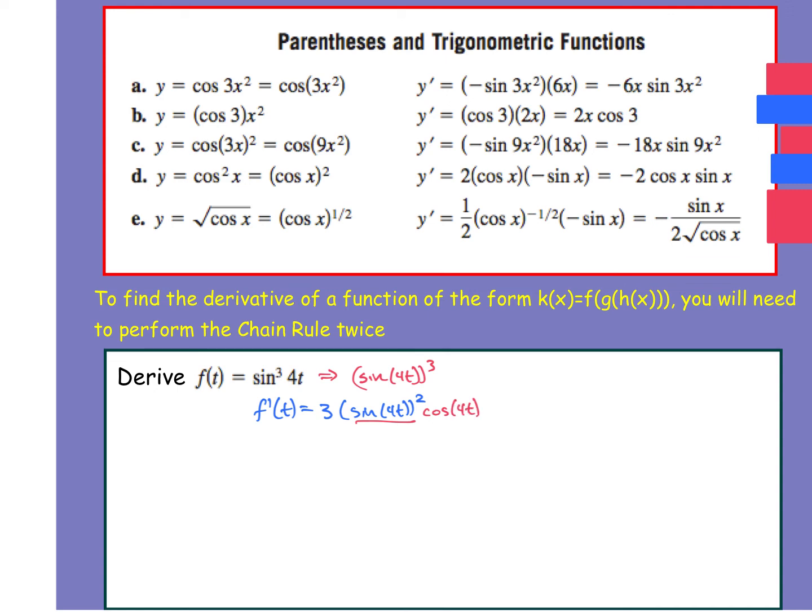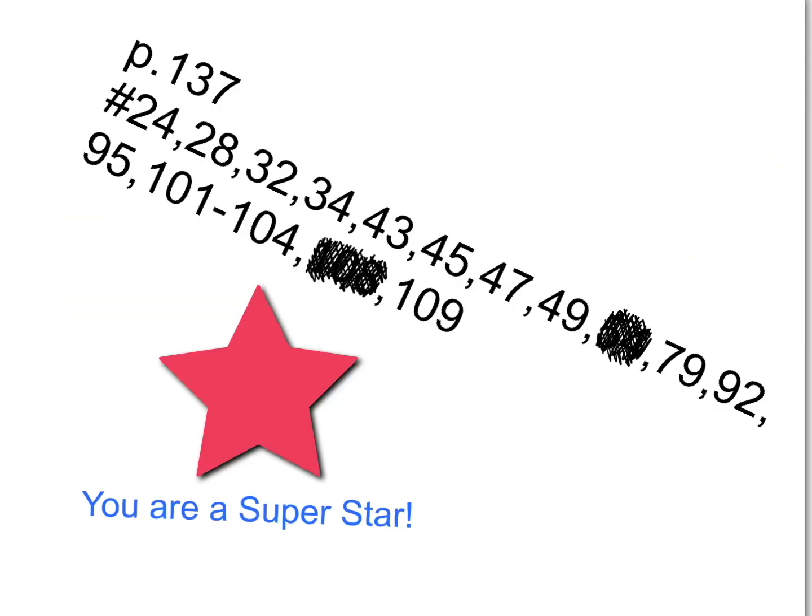Now I need to take the derivative of what? 4t, because 2 chain. So the derivative of 4t is 4. And now we simplify it up. So f prime would equal 12, and then sine squared of 4t, and then cosine of 4t. All right. There you go.